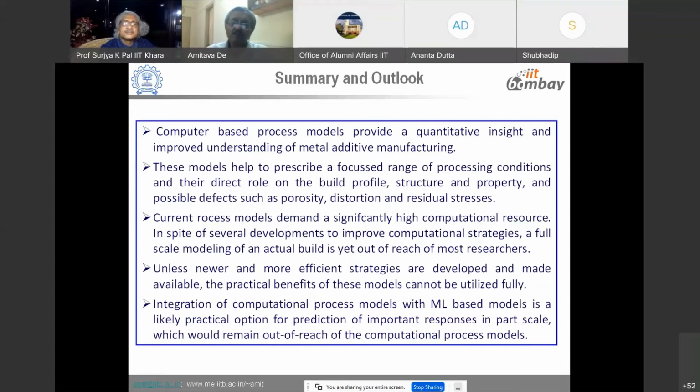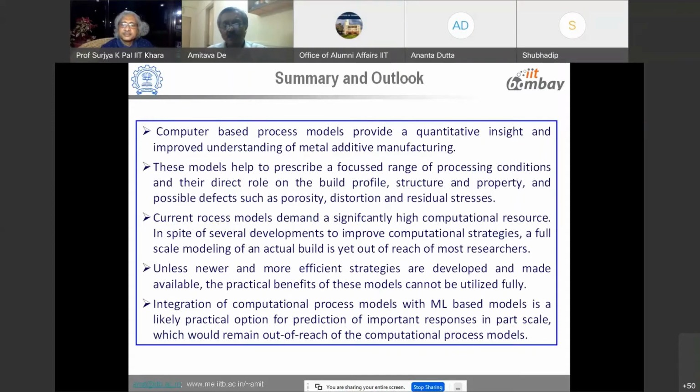However, the problem remains that the current process models demand significantly high computational resources. A full-scale model of an actual build is more or less out of reach, as per literature, for most researchers. So unless newer and more efficient strategies are developed, in coming days we may not be able to really model at a part scale level.